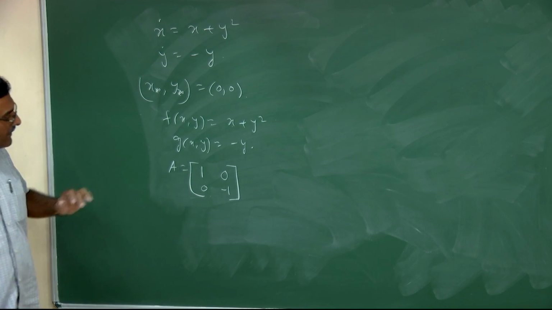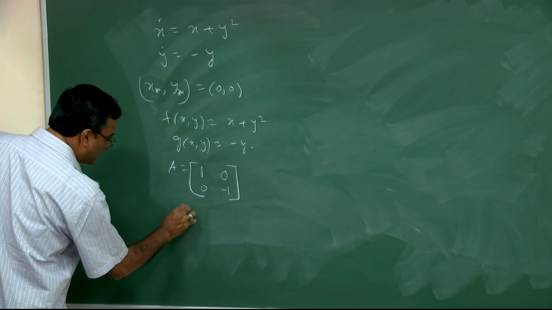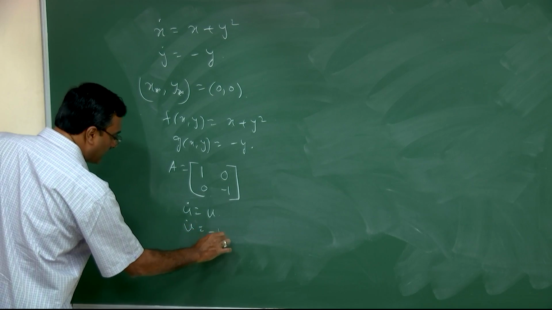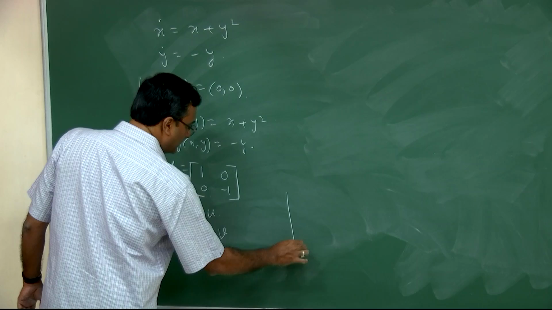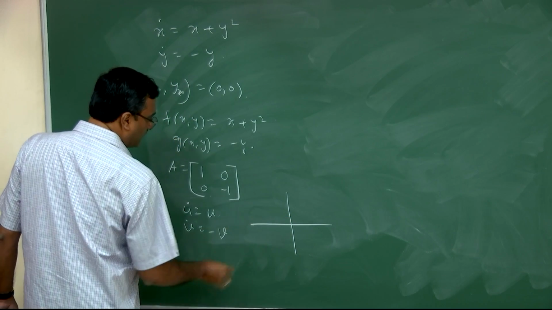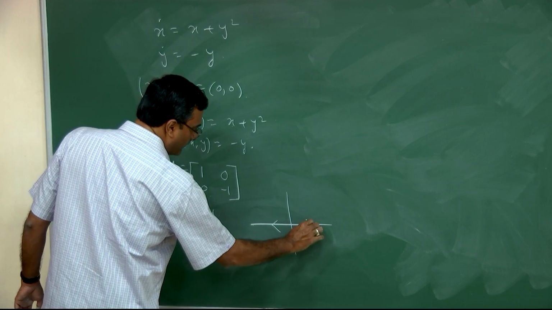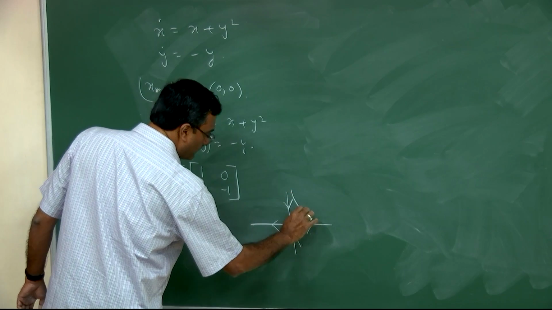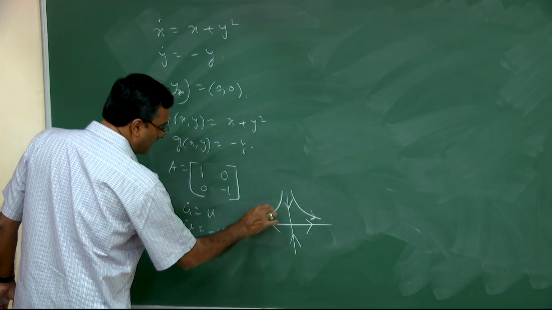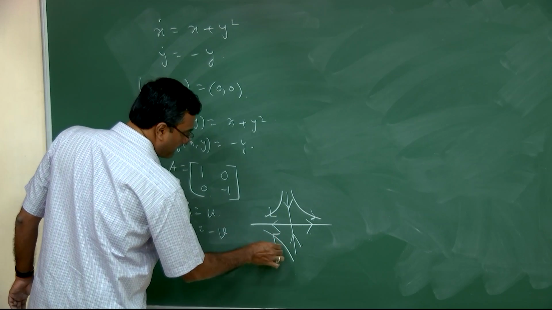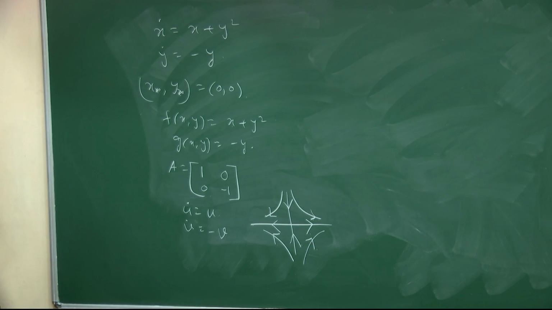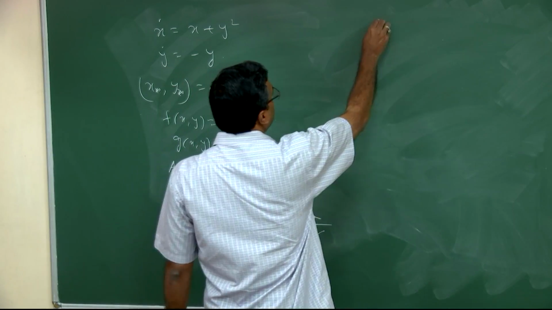So what will be the phase portrait for the linear system, that is u dot equal to u and v dot equal to minus v? In this case, the phase portrait will look like this: away from the origin along one axis, towards the origin along the other, and therefore the phase portrait will look like this one. Right. Now how to obtain the solution for the nonlinear system?